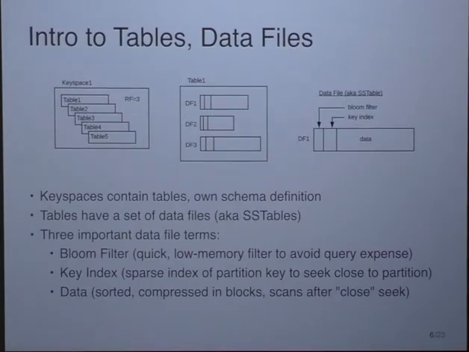Then there's the key index, and that helps Cassandra know where to seek inside the data file to start looking for the record, the parts of the record. And then there's the data. It's in sorted order, and it's in blocks if you have compression turned on. And Cassandra will scan inside that data portion to look up a record.